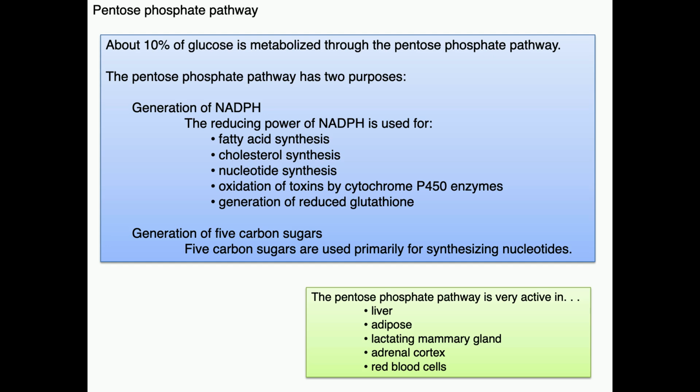Red blood cells carry oxygen around, and they also have iron, so they're big sources of oxidative stress, or very susceptible to oxidative stress. So they have a high requirement for the pentose phosphate pathway for antioxidant reasons. Okay, so different tissue compartments are using different functions of the pentose phosphate pathway.